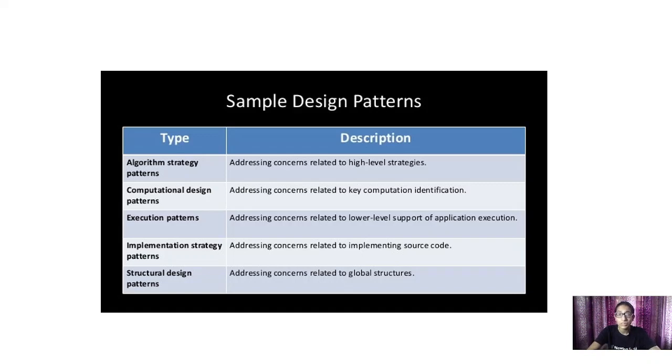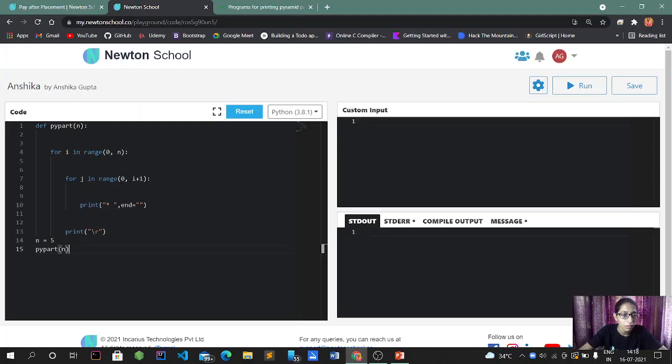Now the computational design pattern means it is used to address the concern. So here it is the program for printing the simple pyramid pattern. So let's see what is the output by defining, suppose we did the outer, this is the function just to demonstrate printing the pyramid.